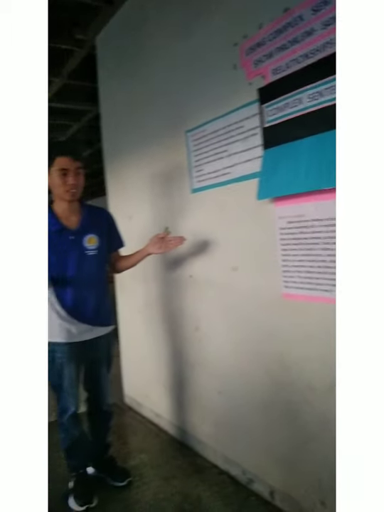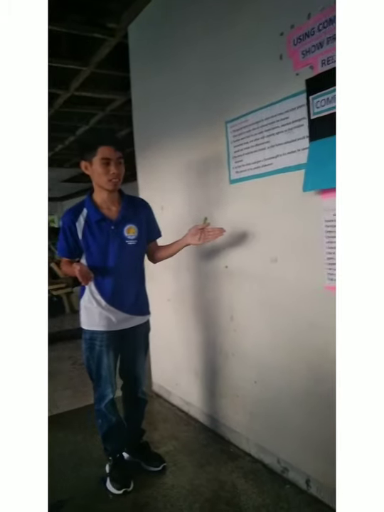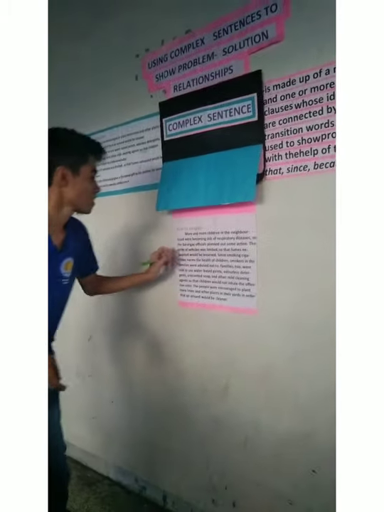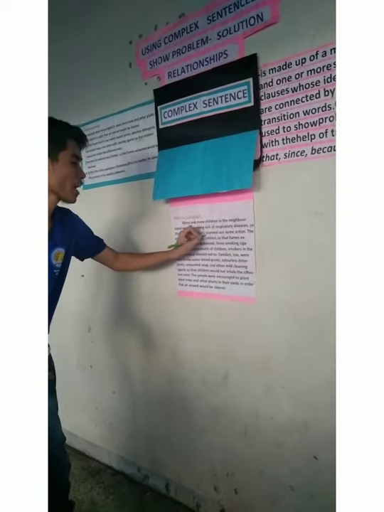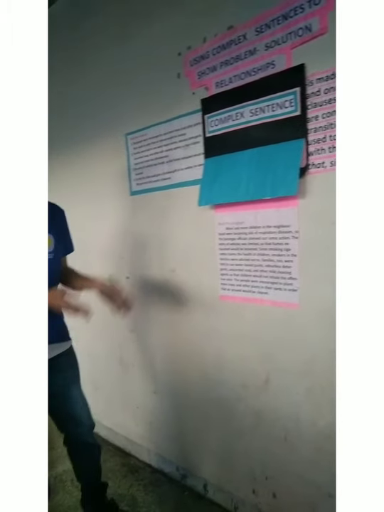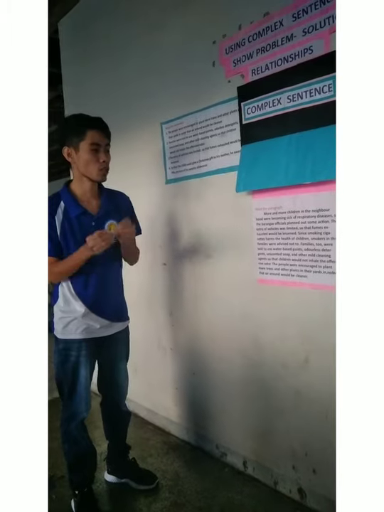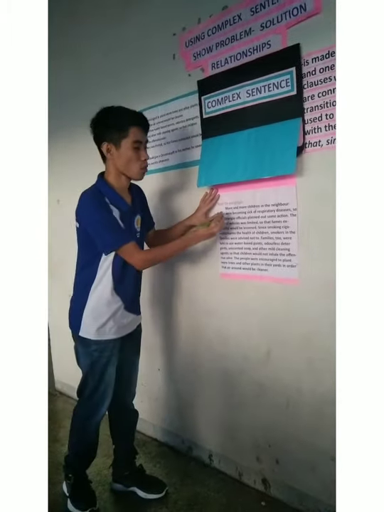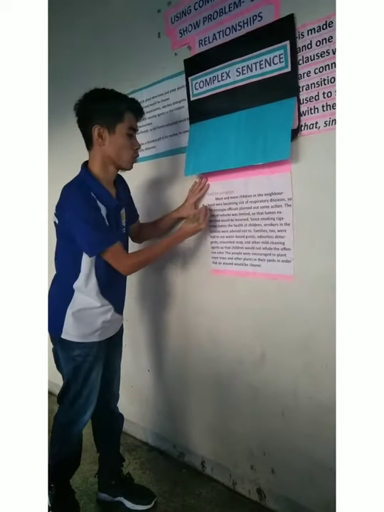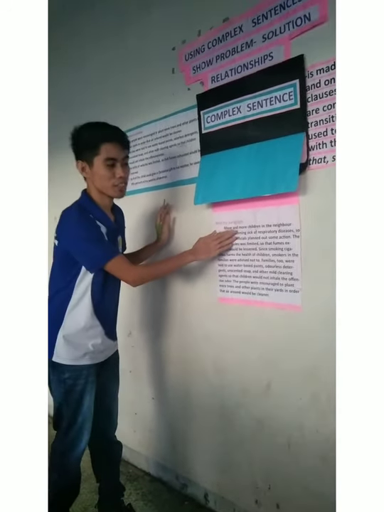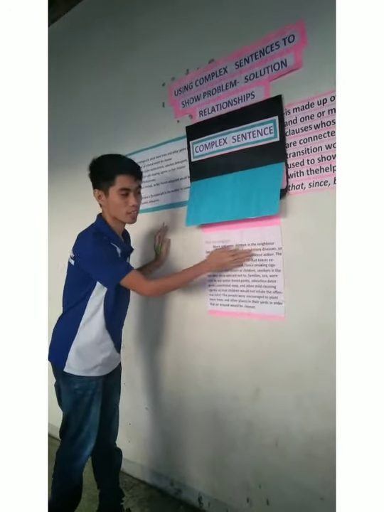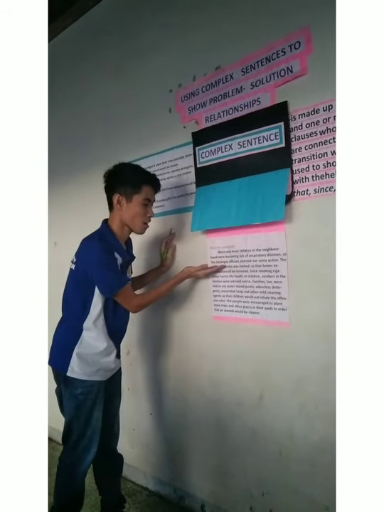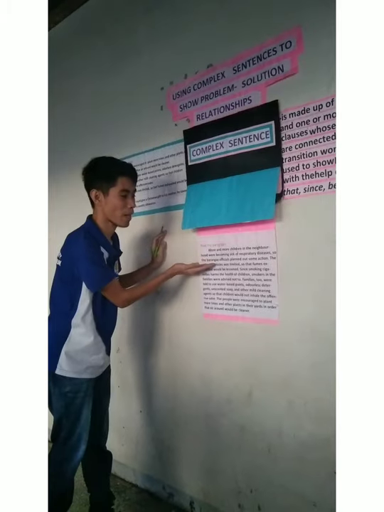Okay? Now, which clause shows solution and which clause shows problem? The next one, which is the dependent clause. Now, we have to remember that a dependent clause always shows problem, while the independent clause always shows solution. In here, the first clause is an independent clause and it shows solution, and the second clause is a dependent clause and it shows problem.